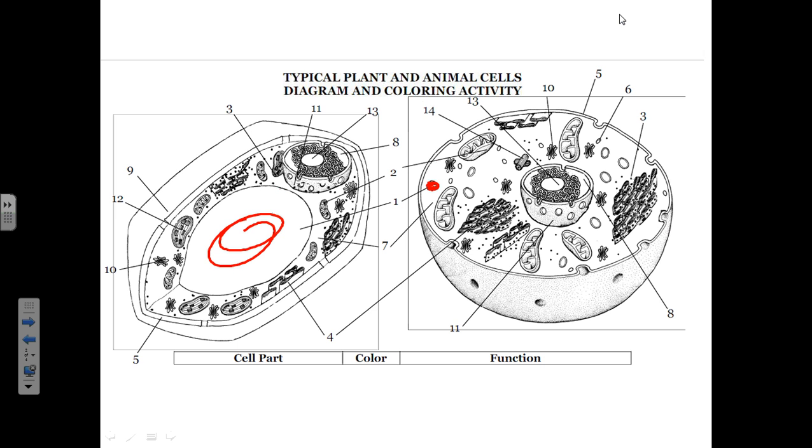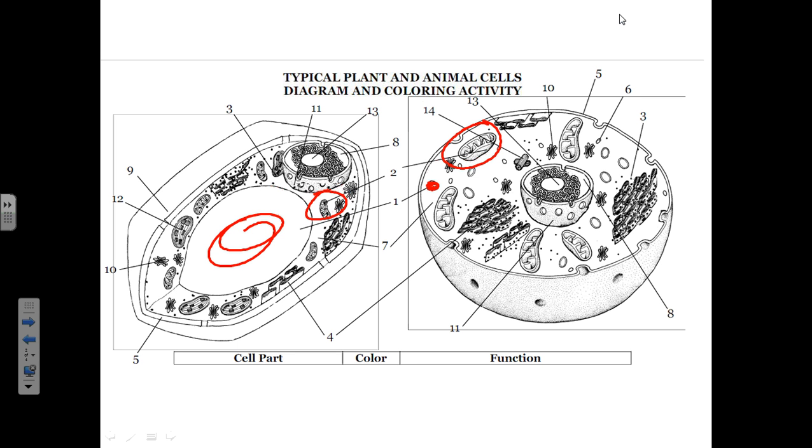All right, structure number 2. Notice it's also in both places. It looks like sort of an oval, and then inside there's another little membrane. It's all curvy. What's that? What is that supposed to be? It's a mitochondria. And remember, the mitochondria is where respiration, aerobic respiration happens. It's where your cell makes what? ATP. Plants and animals both have mitochondria.